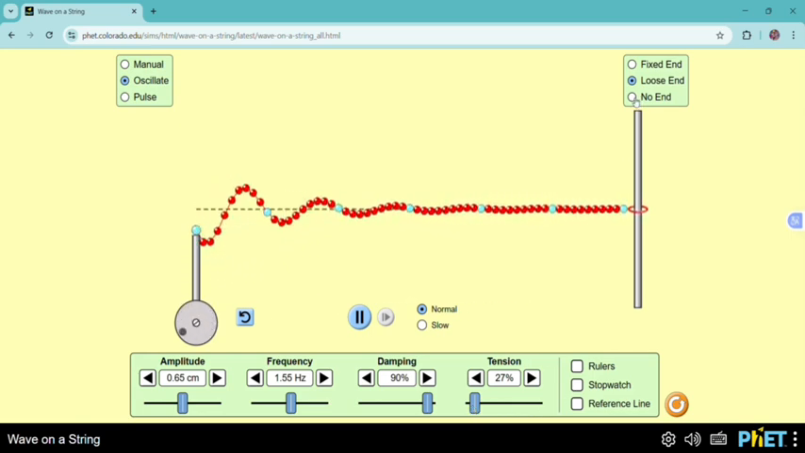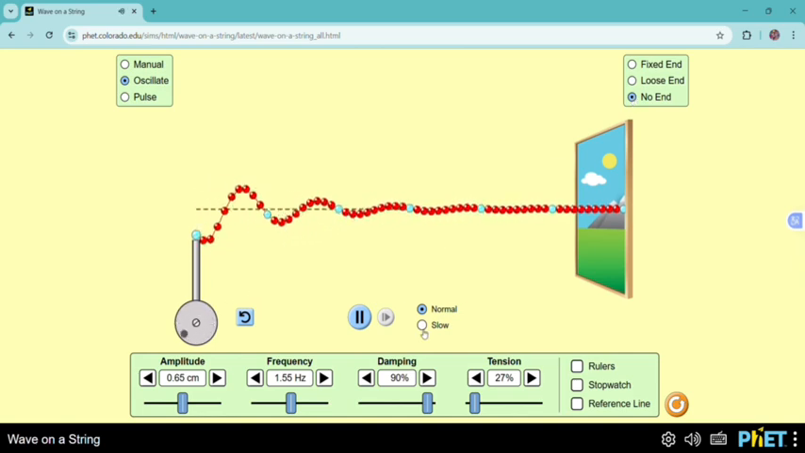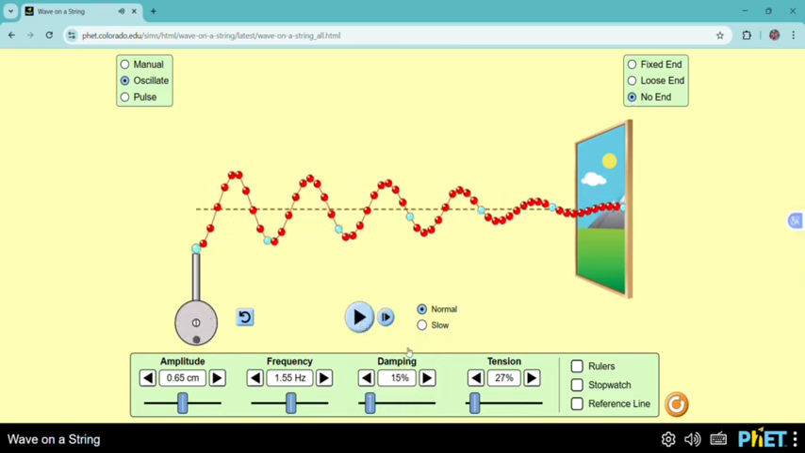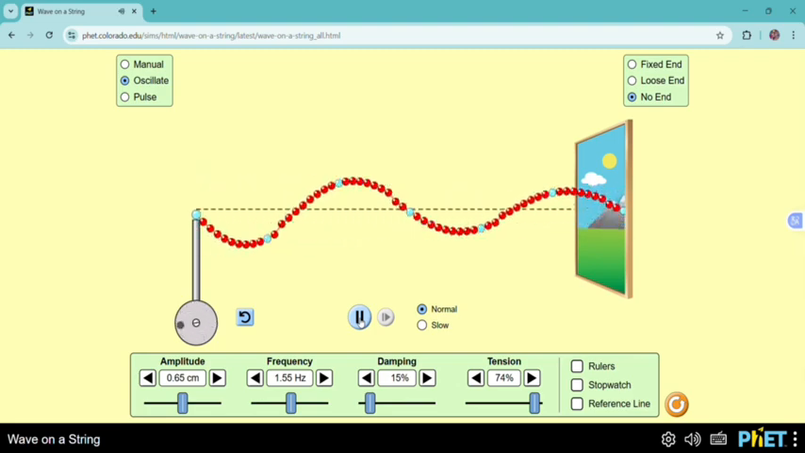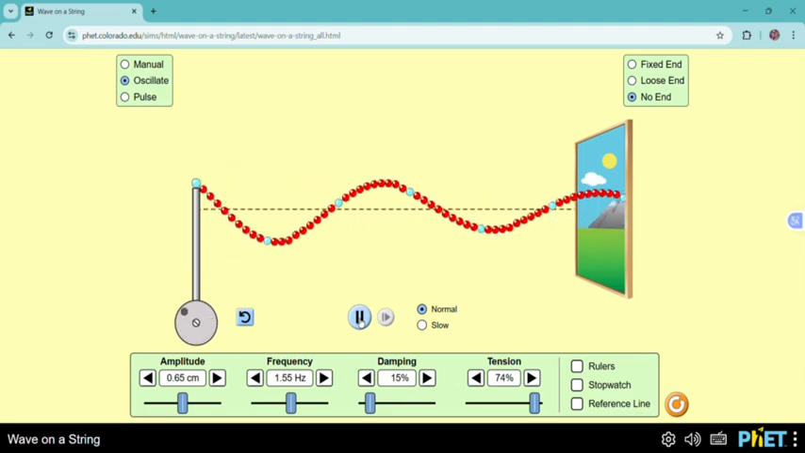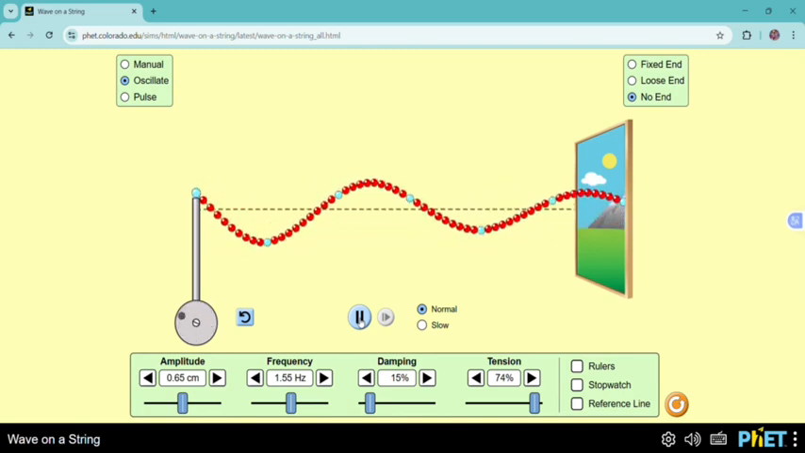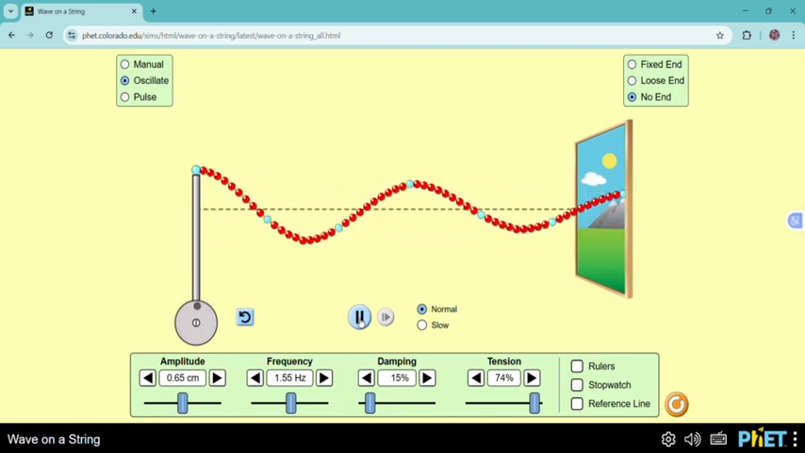For no end, low damping and high tension, the wave moves fast and the amplitude remains high, and the wave travels continuously without reflection.